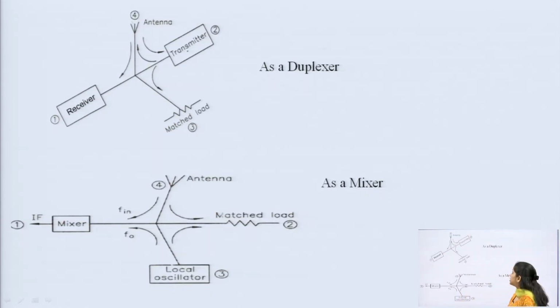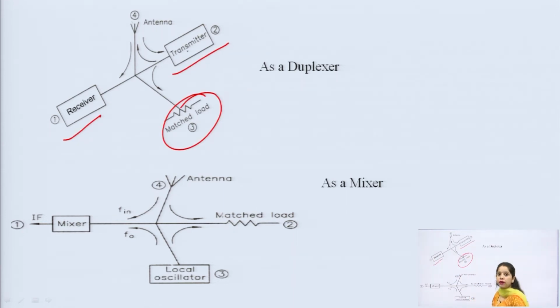Now, magic T can also be used as a duplexer. So, the first question that arises is, what is the duplexer? The duplexer is the medium in which the same antenna can be used as a transmitter as well as the receiver section. So, here is the arrangement of a magic T for using it as a duplexer. In the first 2 ports, receiver and transmitter, in one port there is a matched load and in the other there is an antenna. So, in that case we can use the magic T as a duplexer.